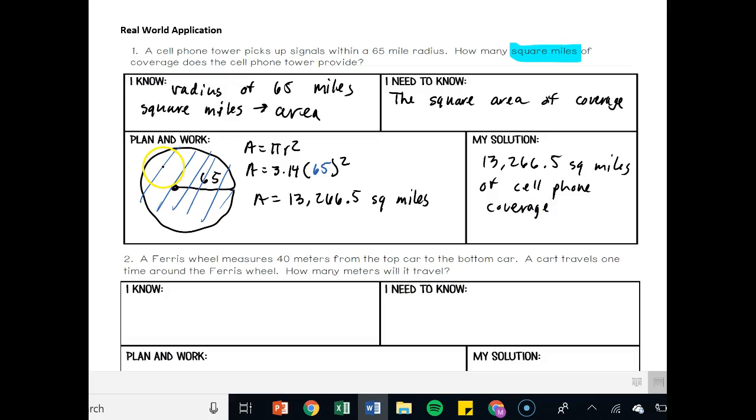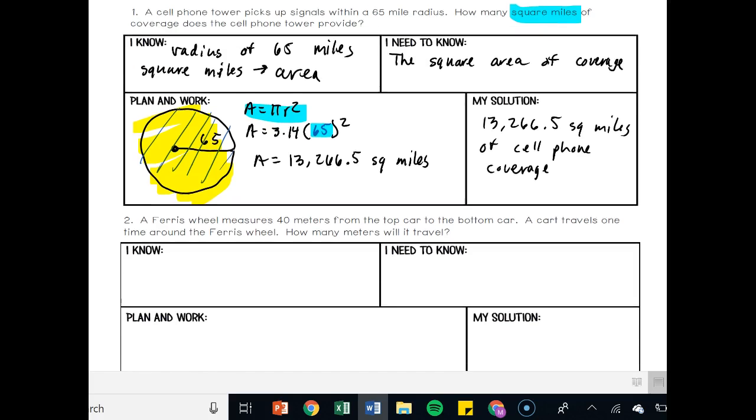All right, so drawing pictures is key. Like this part is the most important part. Being able to draw a picture of like what's going on, and then picking the right formula is the next key thing, and then obviously plugging in your known variables.